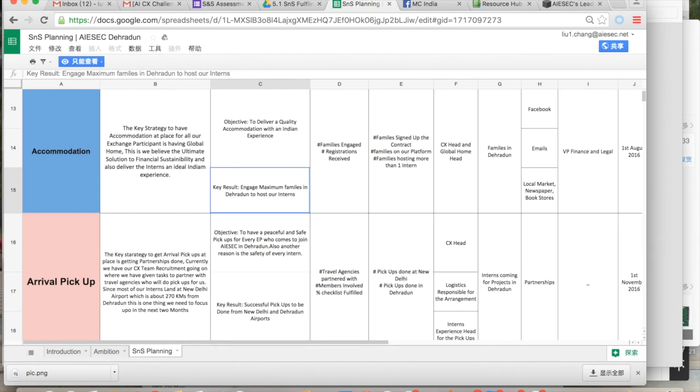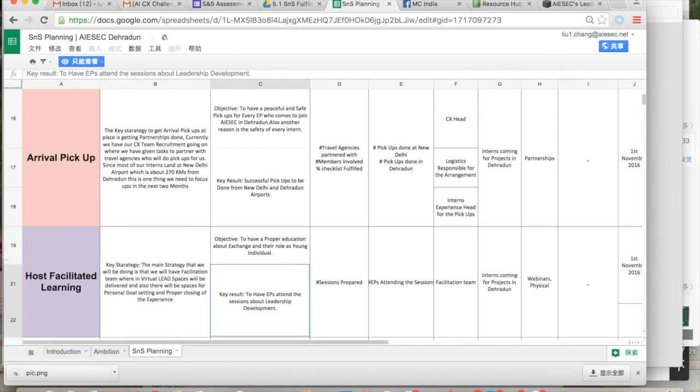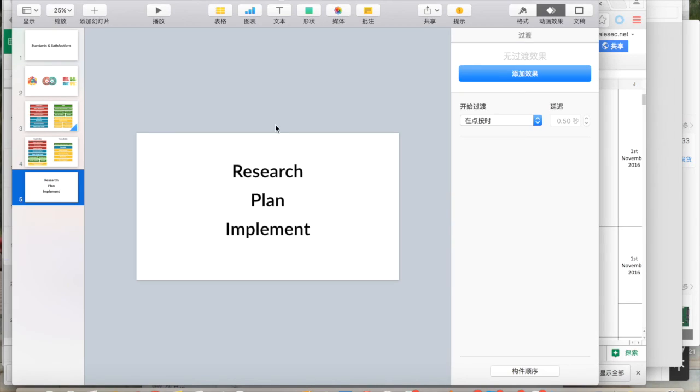And for the arrival pickup, they focus on making sure they have the system and the CX team actually working on it. And they also have the KPI. And for host-facilitated learning, they have some IPS planning, they have different leadership development trainings for the members, so they should have the capacity to facilitate EPs.